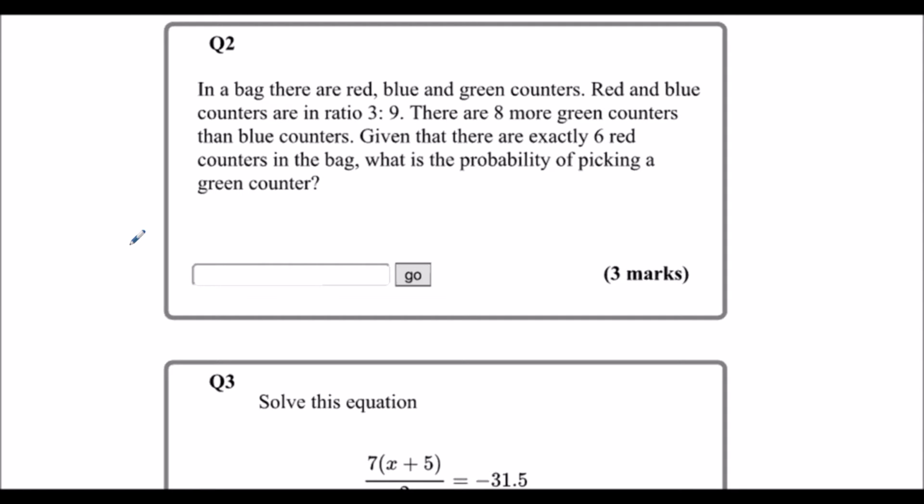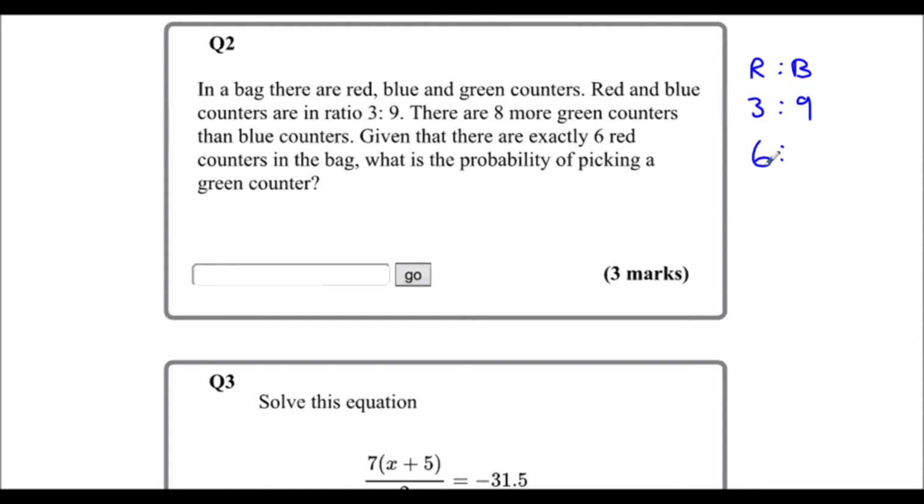Question 2. In a bag there are red, blue and green counters. Red and blue counters are in the ratio 3 to 9. And there are 8 more green counters than blue counters. Given that there are 6 red counters, what's the probability of getting a green? So red to blue is in the ratio 3 to 9, and there are 6 red counters.